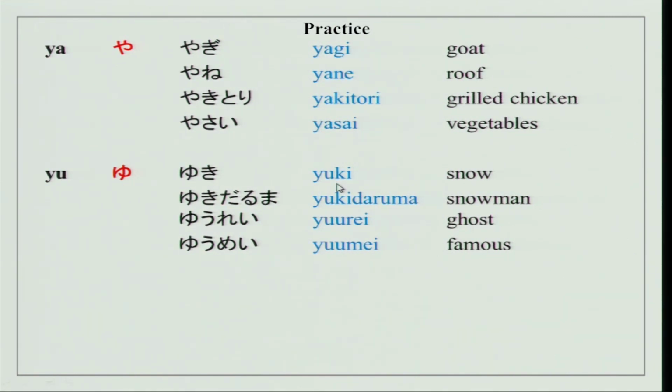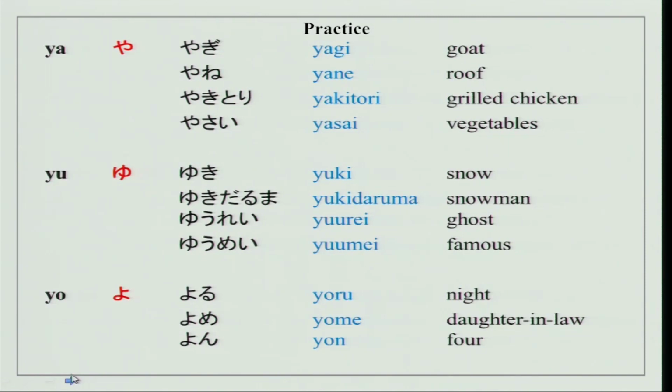Yuki, yuki daruma, yure, yume. Now again you will see that after yu, ye is not there. Why? Because ye again is similar to the vowel sound e. So, it has been removed from the series and we directly go on to yo, yoru, yome, yon. Yon you have already done, so you will remember it.